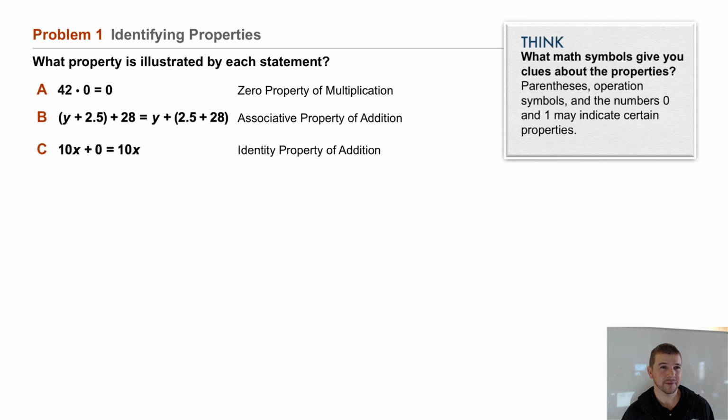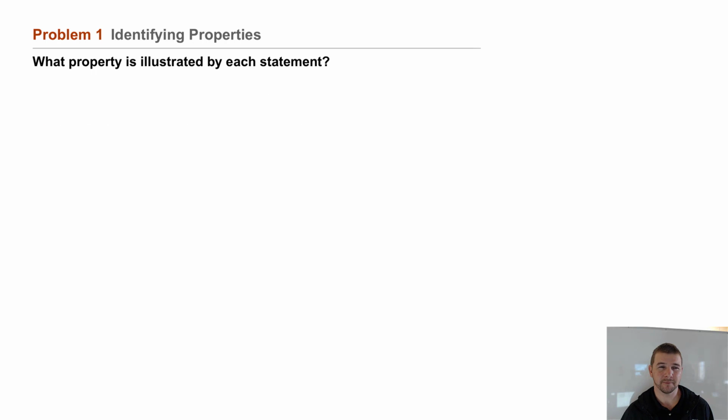That leads us to problem 1, identifying properties. What property is illustrated by each statement? Statement A, 42 times 0 equals 0. Well, consider this in the properties we just reviewed. We have multiplication, we're multiplying by 0, and our product is 0. That's an example of the zero property of multiplication.